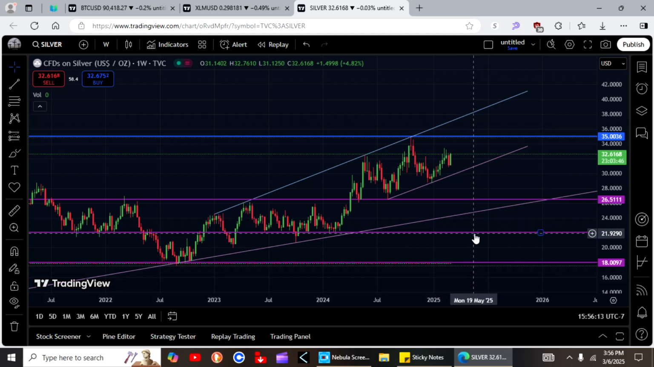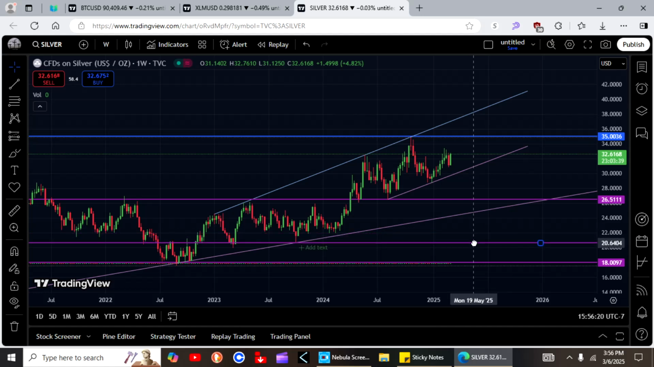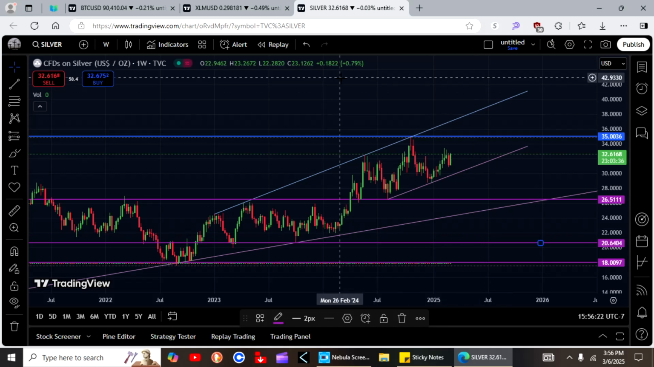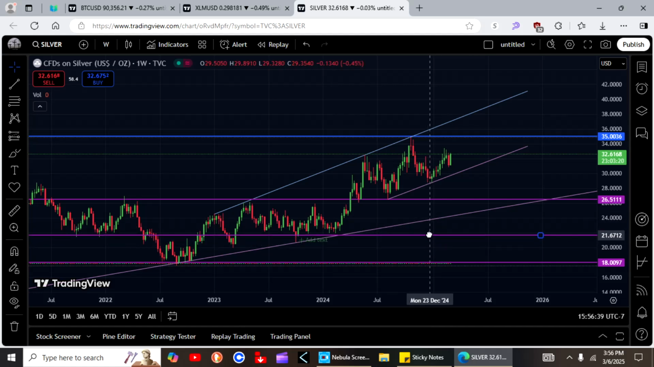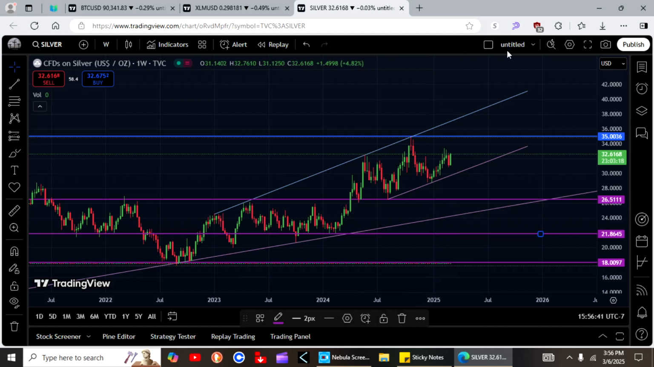Let me move this down a little bit. That's a low right there. No, that was the last high. Let's see. No, right here. I'll move it back up because that was actually pretty good. There's a lot of support right here. That's what I'm saying. This would be a hard one to break.